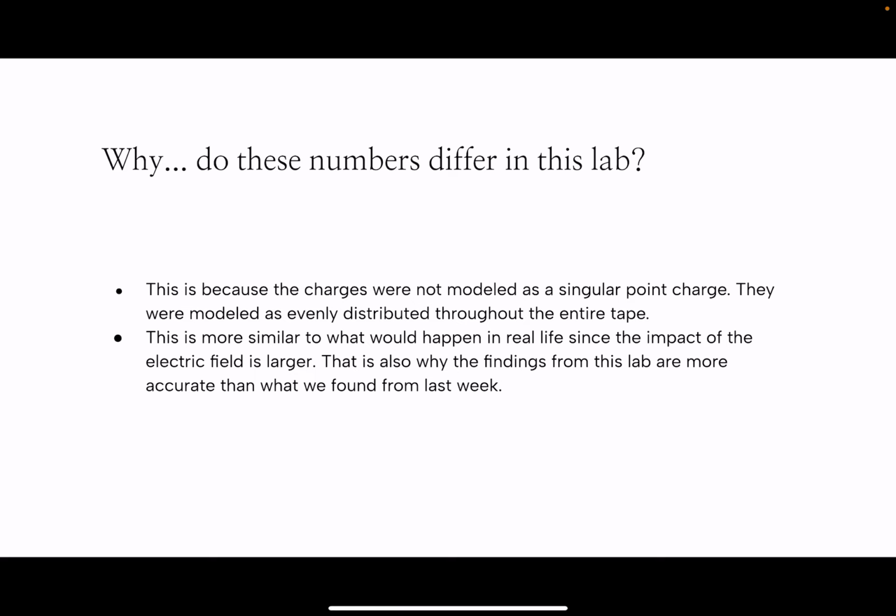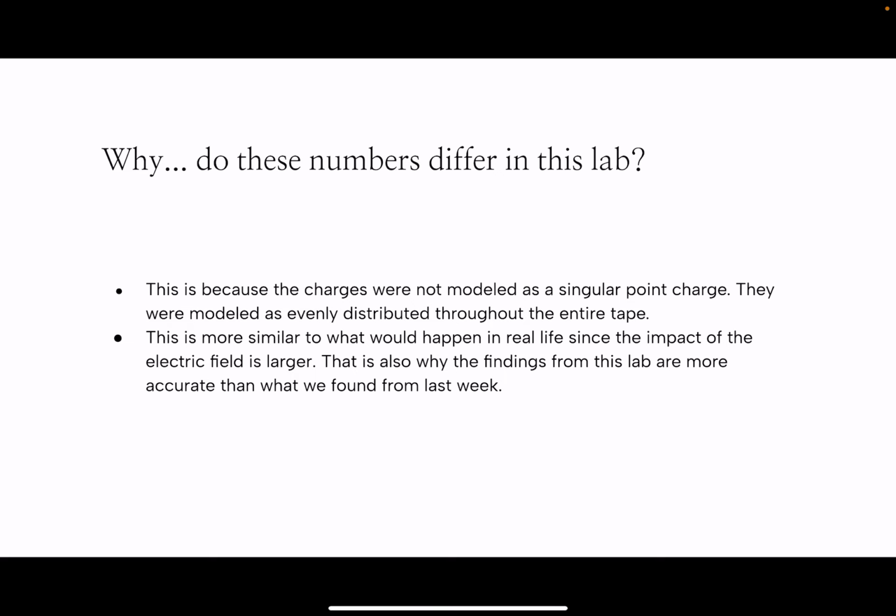For the second additional question, as to why these numbers differ in the lab, this is because the charges were not modeled as a singular point charge. They were modeled as evenly distributed throughout the entire tape. This would be more similar to what we would find in real life, since the impact of the electric field is much larger, and this is also why the findings from this lab are more accurate than what we had found last week.